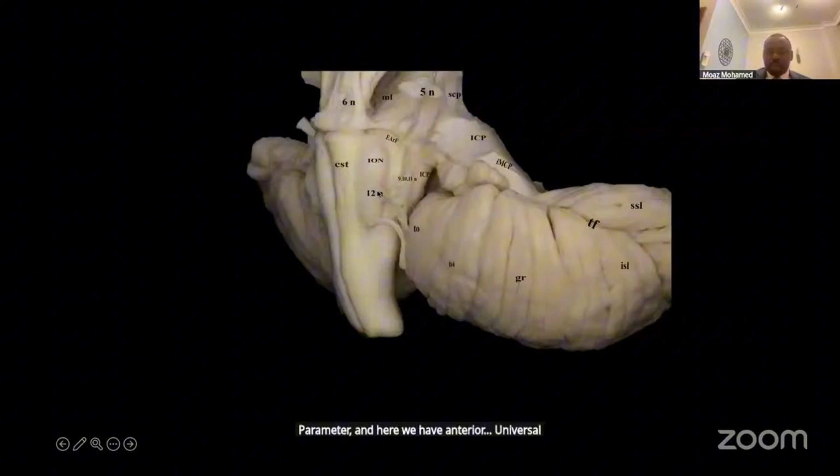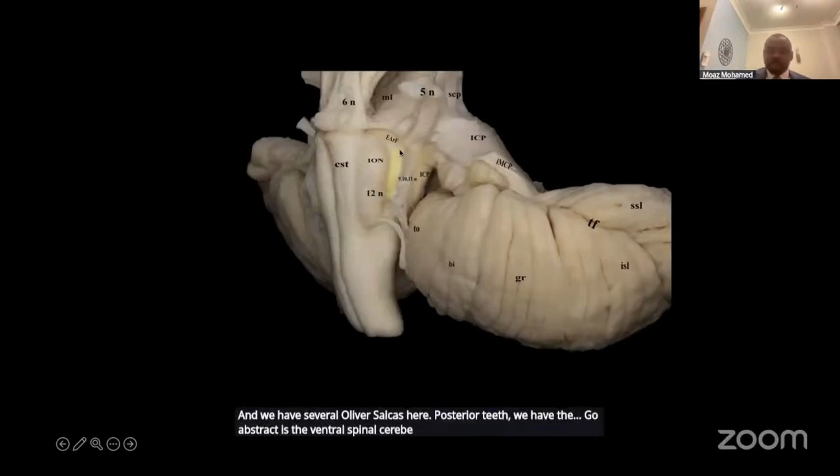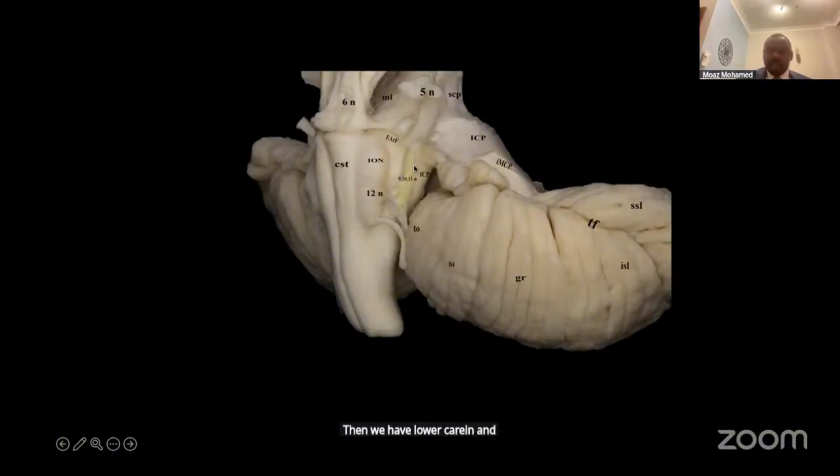we have the 12 cranial nerve emerge, then we have olive, then we have posterior olivary sulcus, and we have supraolivary sulcus here. Posterior to it, we have the Gower's tract, the ventral spinocerebellar tract, we have the spinothalamic tract, all of them located here. Then we have lower cranial nerve, 9, 10, 11 cranial nerve. Posterior to lower cranial nerve here, we have the inferior cerebellar peduncle.